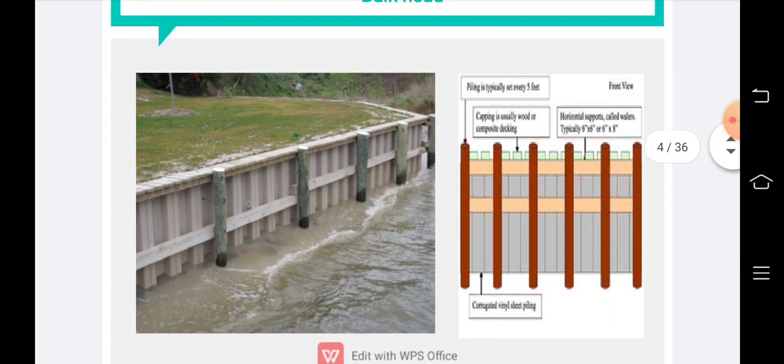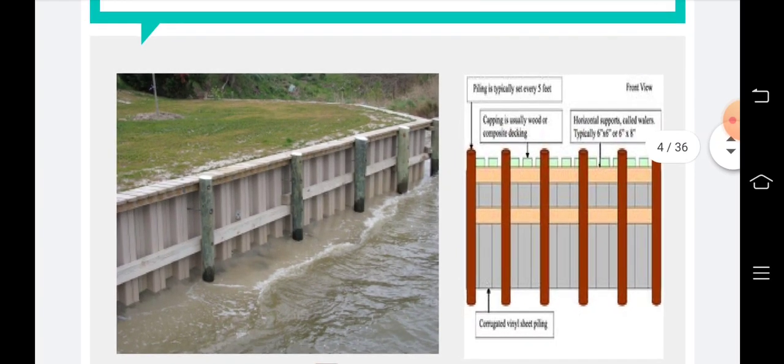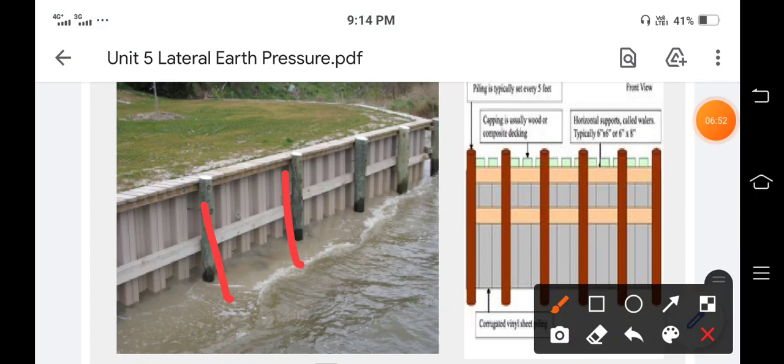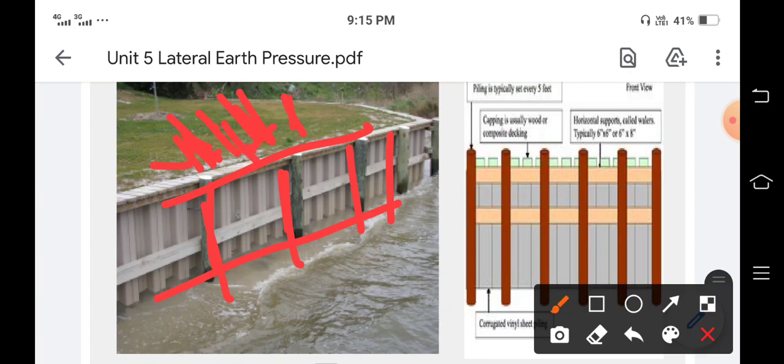Okay, so this is the bulkhead. These are the sheets, the bulkhead. Okay, so this is one kind of wall. Here it is constructed along the river area. Okay, so what will happen? This surrounding material, or this back material, will try to slide, or we can say fall into this corresponding river area.